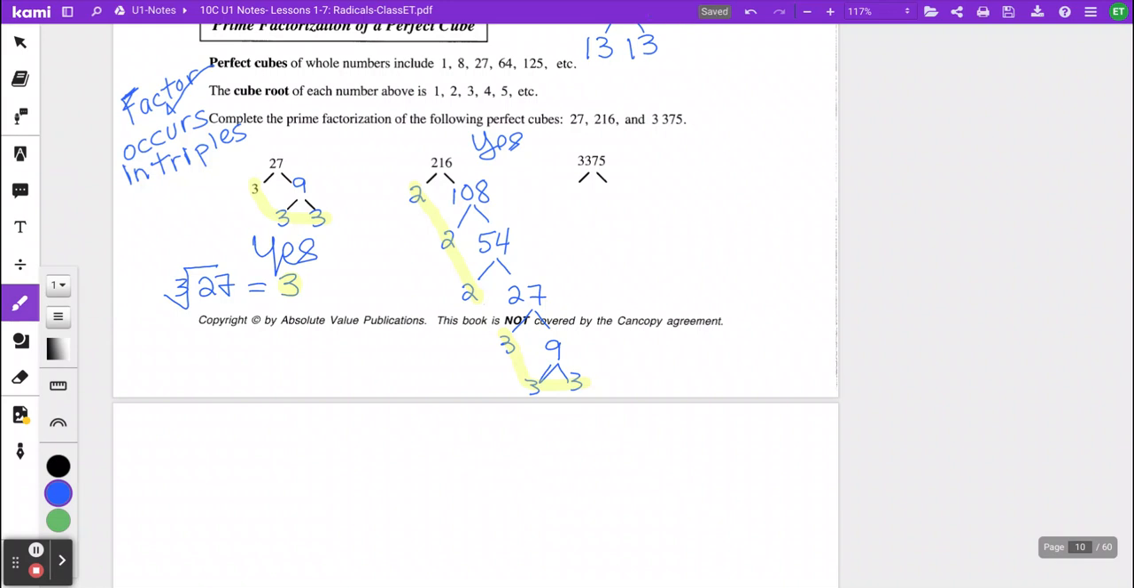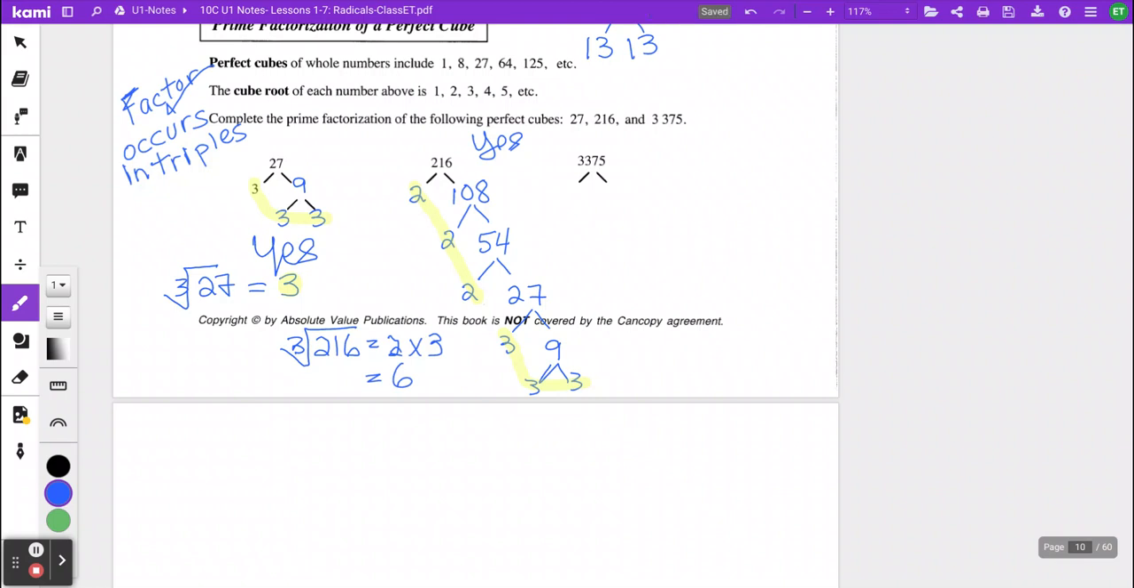And now if I said to you the cube root of 216, it'd be 2 times 3. Exactly, because I have triples of 2s and triples of 3s. So it'd be 2 times 3, which is 6. And if you go on your calculator and go cube root 216, it'll be 6.